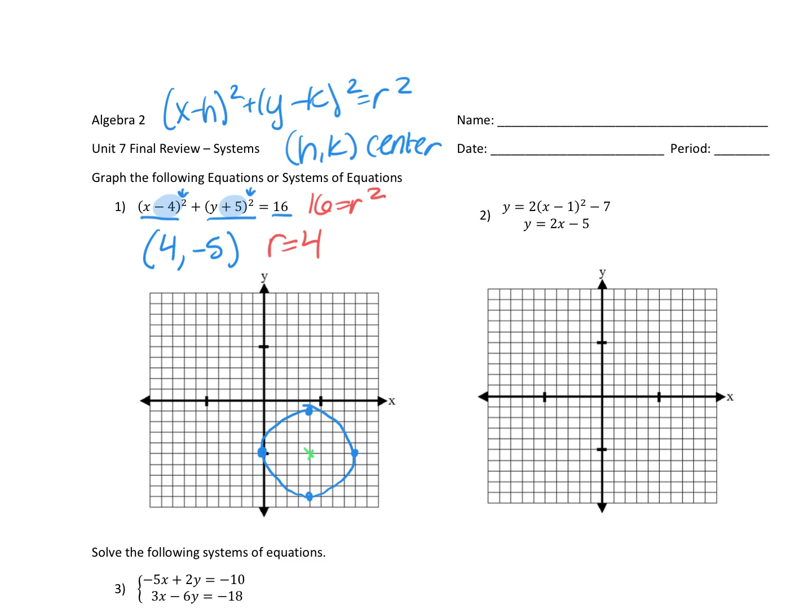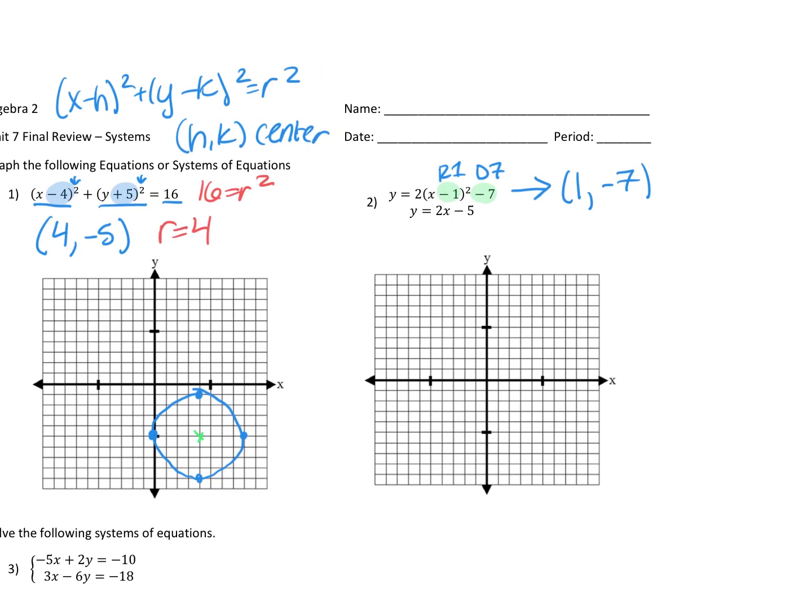In the second problem, we're graphing a parabola. And so this parabola is in vertex form. So similarly to a circle, I can see that my vertex values are there. So it's always opposite on the inside. So it's right 1, so it'd be +1. So it's right 1 down 7. So +1, -7 is my vertex.